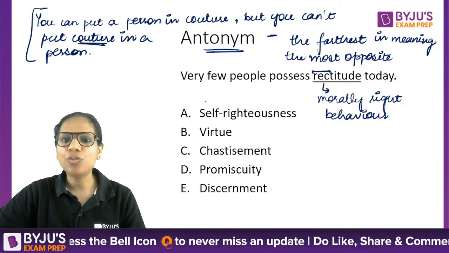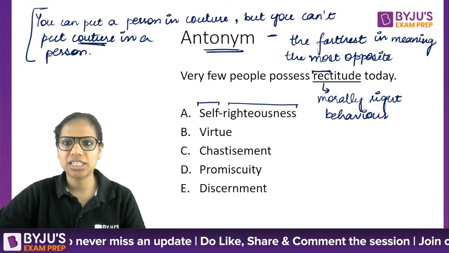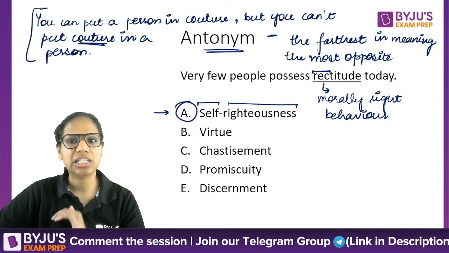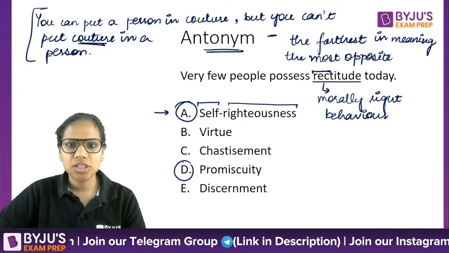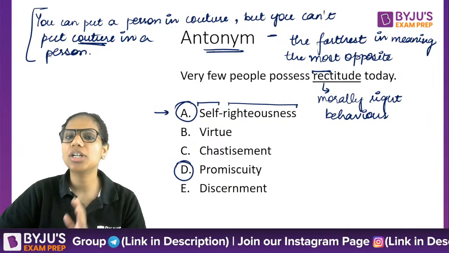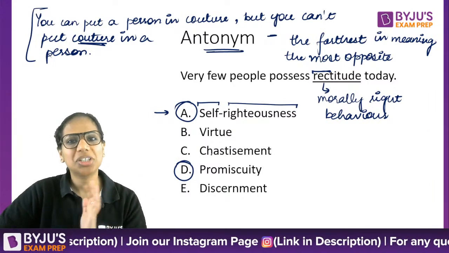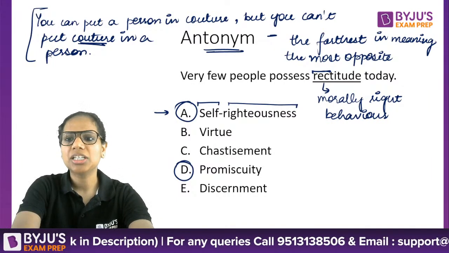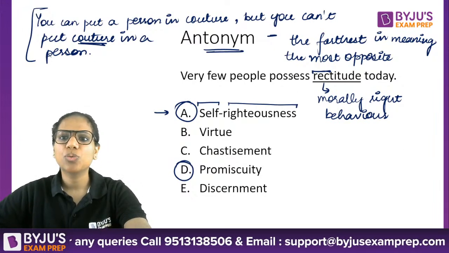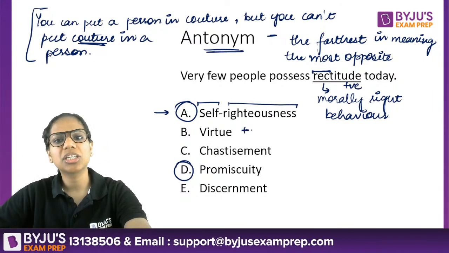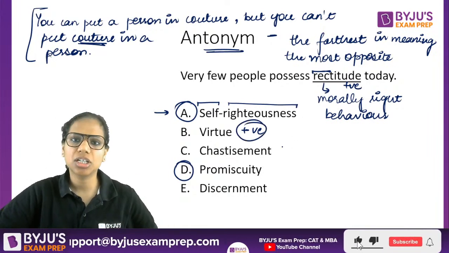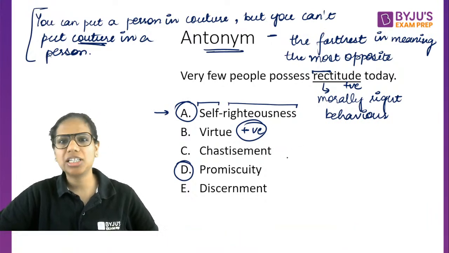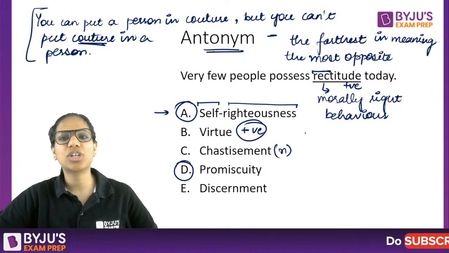Now, self-righteousness. All right, that's a word here that I want us to consider in depth. And this word promiscuity, because I think you should have narrowed down to A and D. Now let's eliminate the others, B, C, and E. So virtue can be rejected easily, because virtue is also a positive word. It also means when somebody is virtuous, they behave in the morally, ethically right way. Chastisement is not related to rectitude.